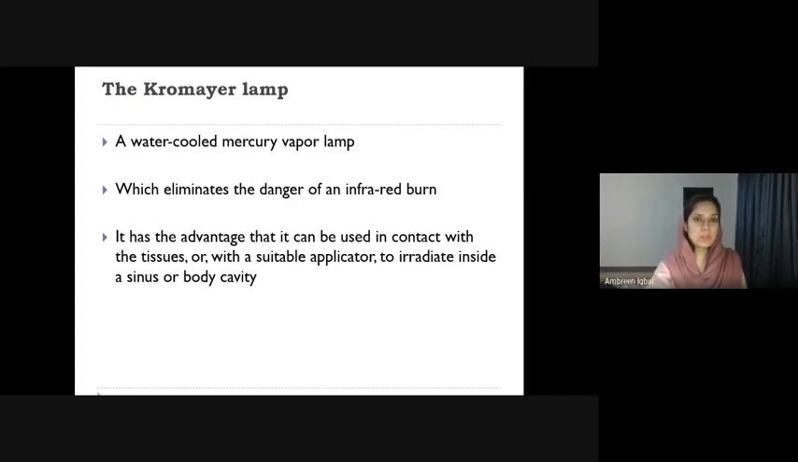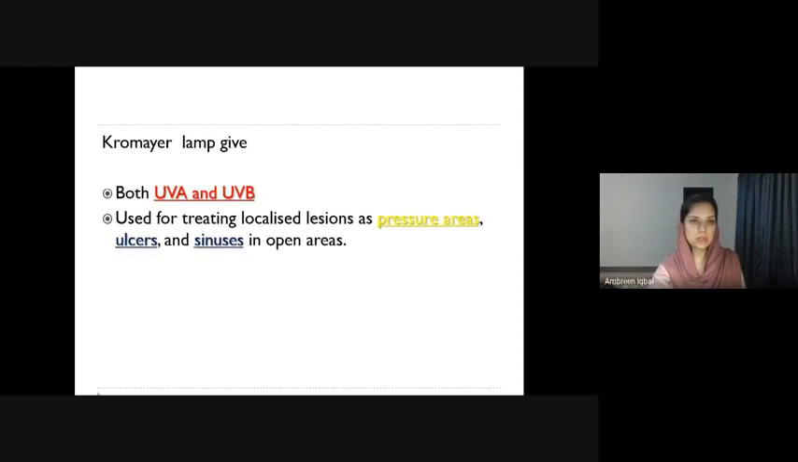If we compare this Kromayer lamp with the previous lamp, this lamp can be placed directly in contact with the tissues, while the previous one must be kept 50 centimeters away from the skin of the patient in order to avoid a burn. Kromayer lamps give both ultraviolet A and ultraviolet B, and they are used for treating localized areas such as pressure sores, ulcers, and sinuses in open areas.